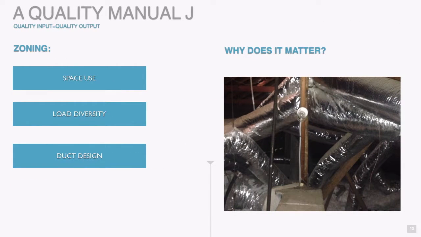We're just going to talk briefly about zoning, and just note that it's very useful to know ahead of time when you're doing a Manual J how you would like to divide your interior spaces according to zones. So you'd want to look at things like space use, load diversity, and just the possible duct design. In other words, just what's the practicality of running ducts. We're going to pause there and come back in just a minute to talk about internal loads.